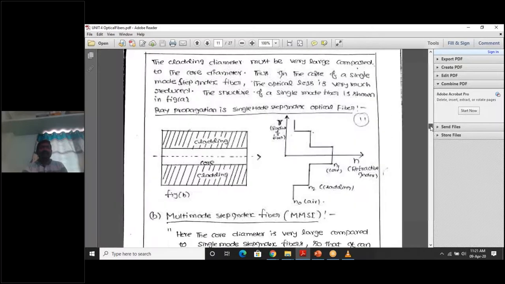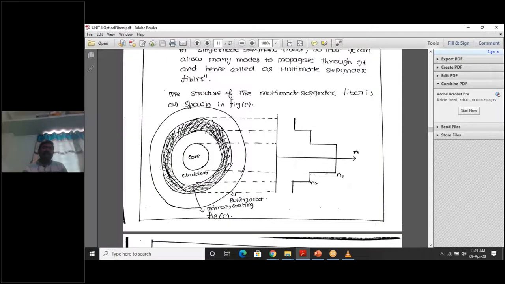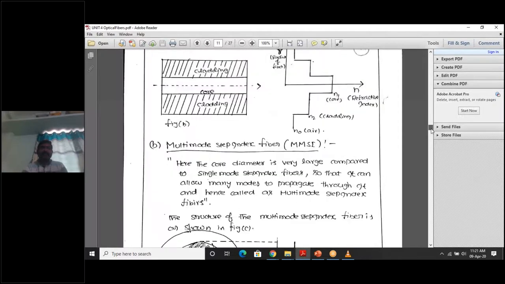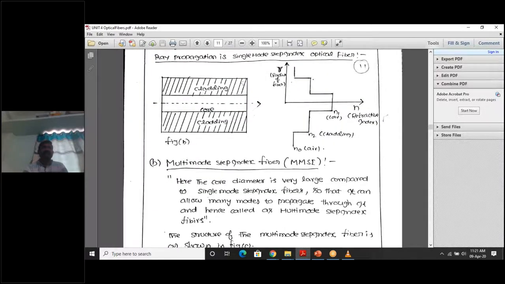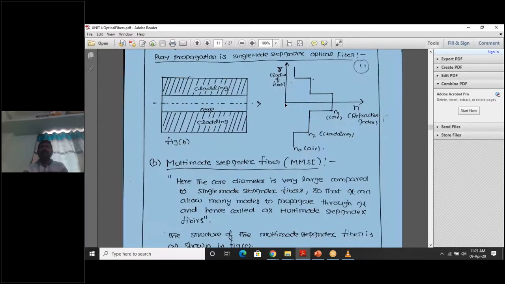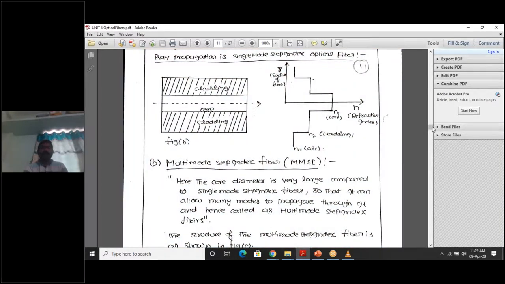Then what is multi-mode? This is a multi-mode optical fiber. Here the core is able to propagate more than one mode of light. So what does it mean? I will explain with an example. Here this is an SMSI optical fiber. Here the core is propagating only one mode of light from one end to the other end. This is an SMSI optical fiber, single mode step index optical fiber.